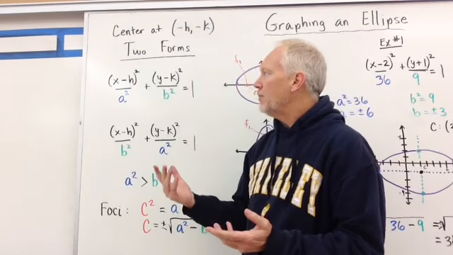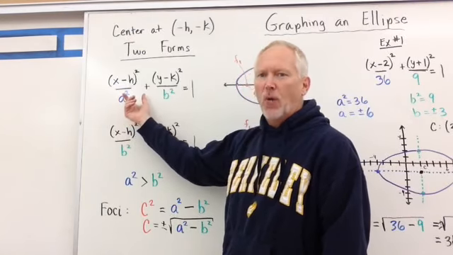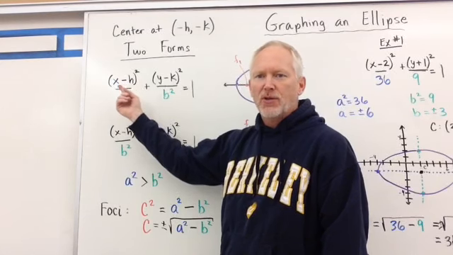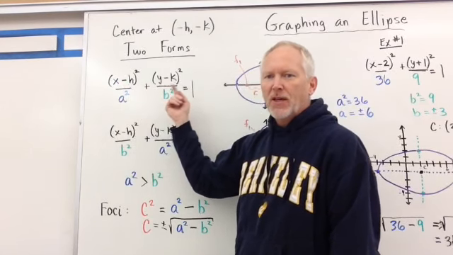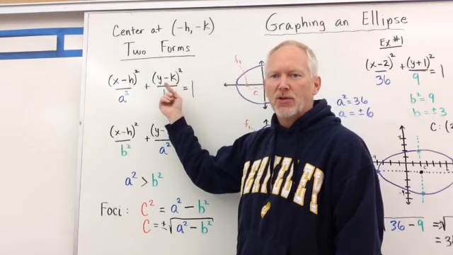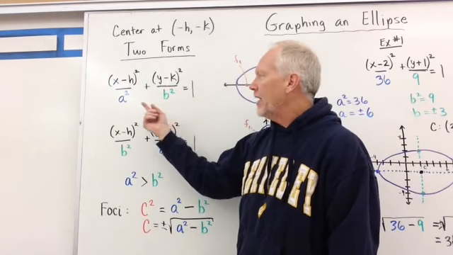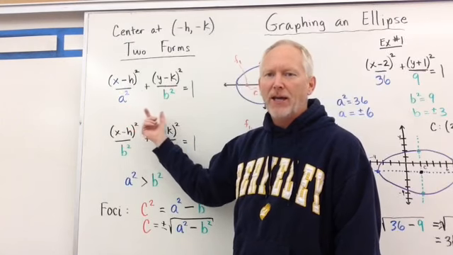So again, same general format though. X minus h squared. H is always associated with x. K, y minus k squared. K is always associated with the y category of change. Again, the same rules apply though for a and b.